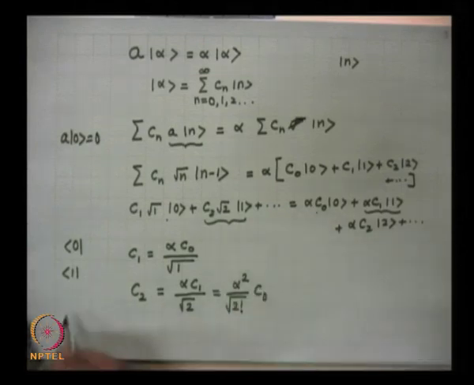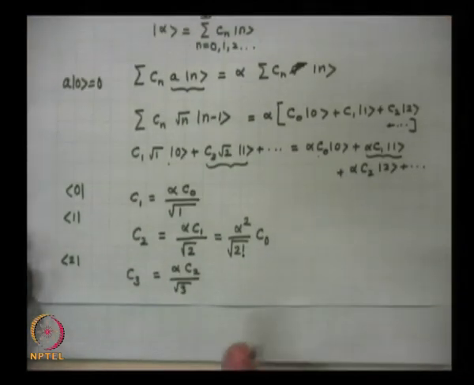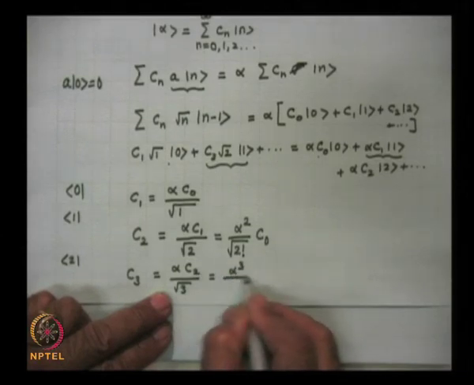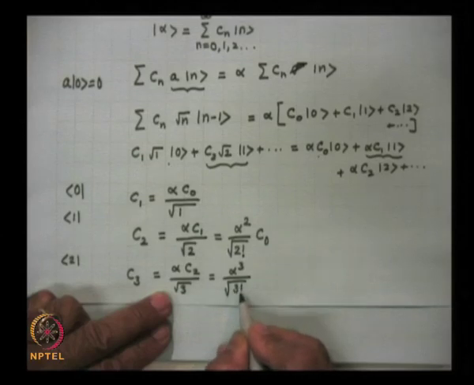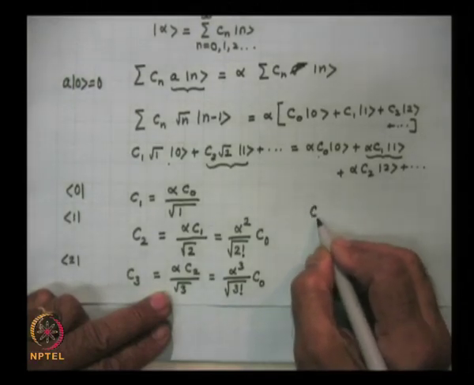Now, if I multiply by bra 2, then I will get C 3 under root of 3 equal to alpha C 2 by under root of 3, and so this becomes alpha cubed by 3 into 2 factorial, which is 3 factorial, C 0. I leave it as an exercise for you to show that this is just trivial.